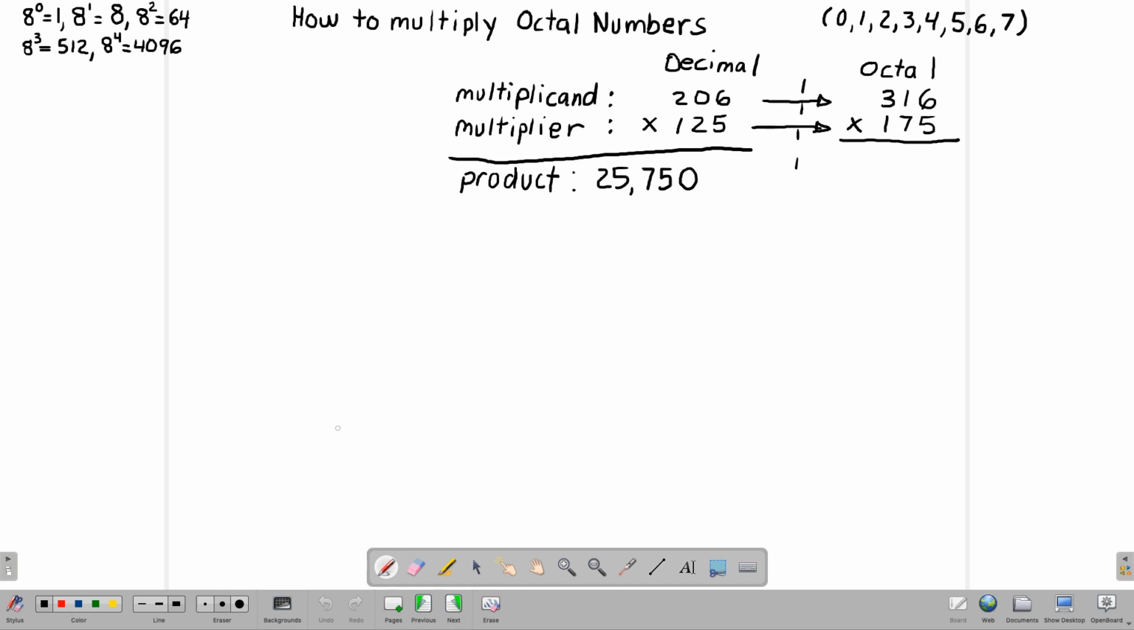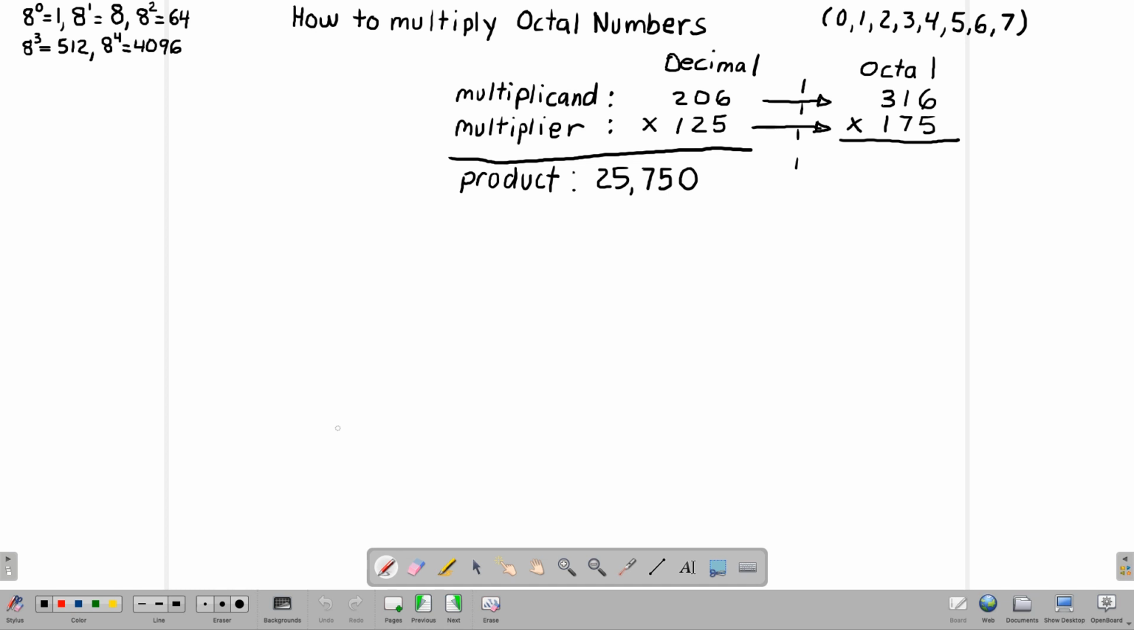Before we begin computation, if we look towards the top left, since we're dealing with the octal number system, we want to show the base 8. So we have 8 to the 0 is 1. 8 to the first power is 8. 8 to the second power is 64. 8 to the third power is 512. And 8 to the fourth power is 4096.